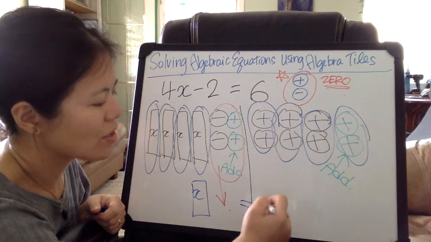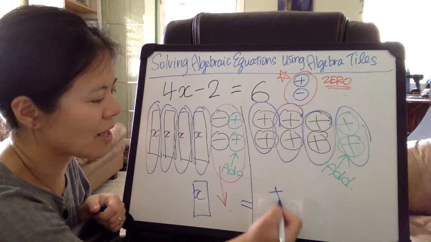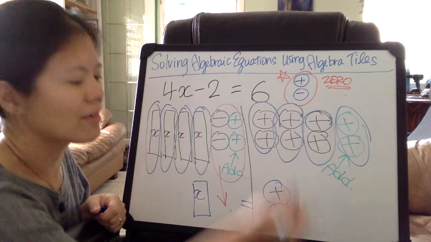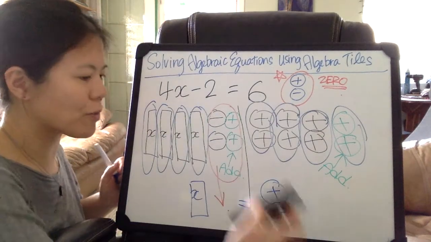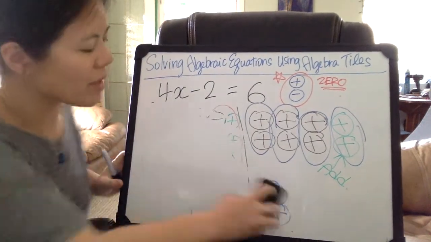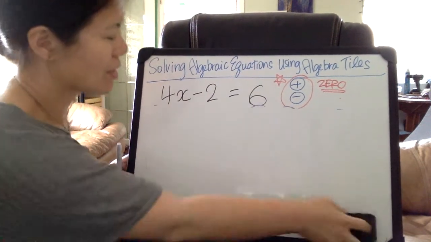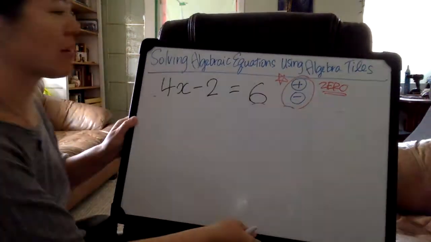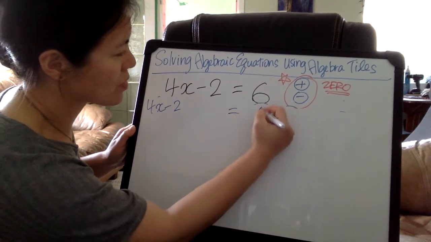equals 2 because I have 2. And how can I write this out as an algebraic equation? So, 4x minus 2 equals 6.